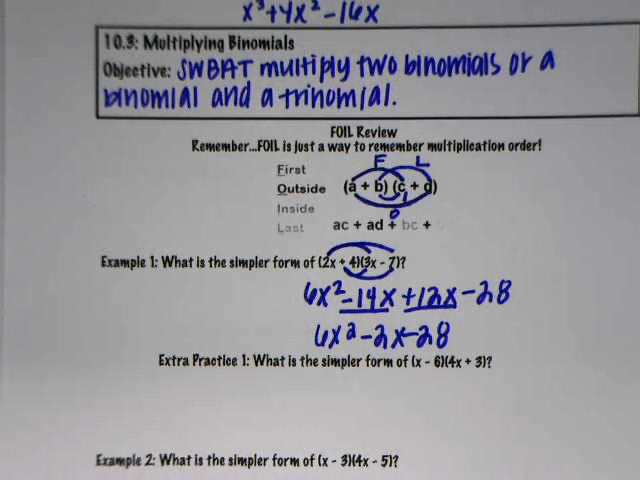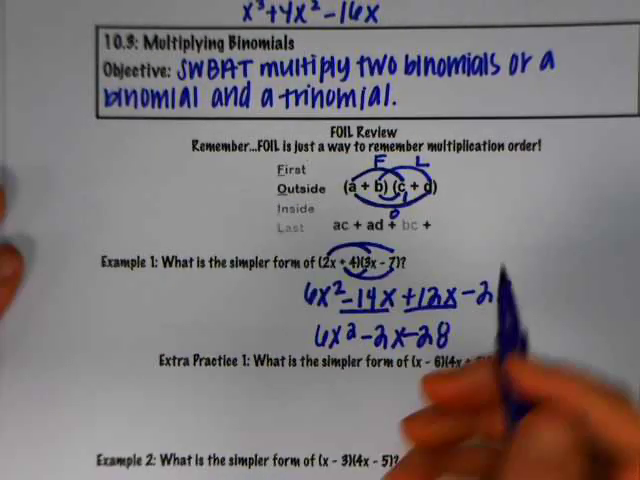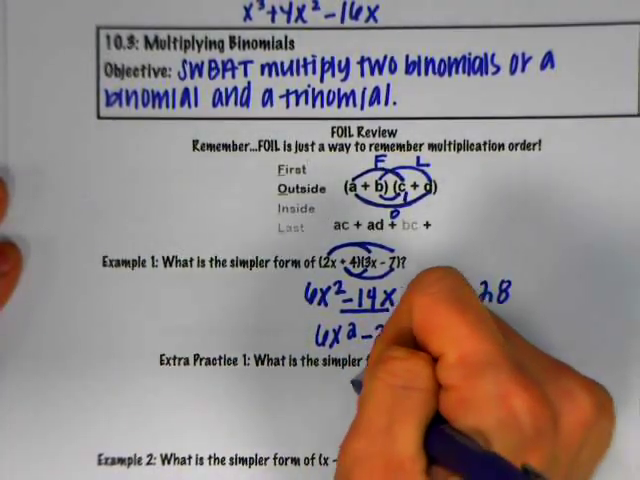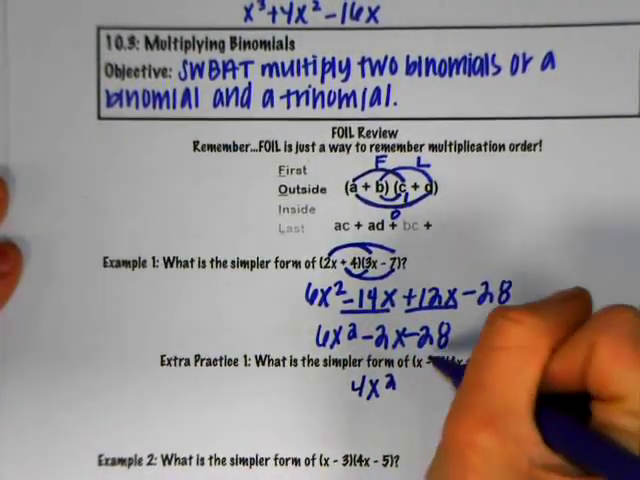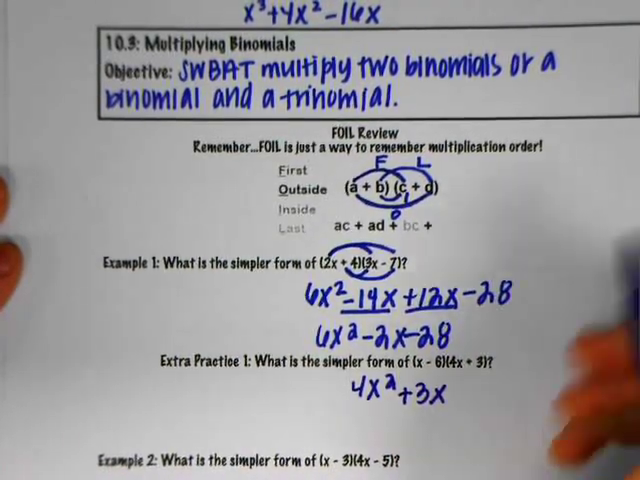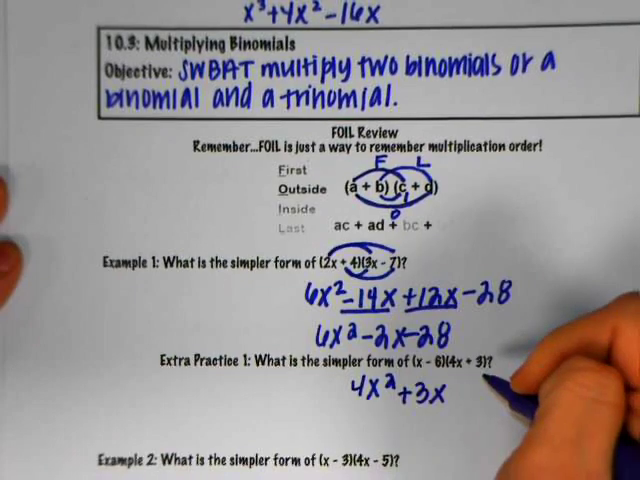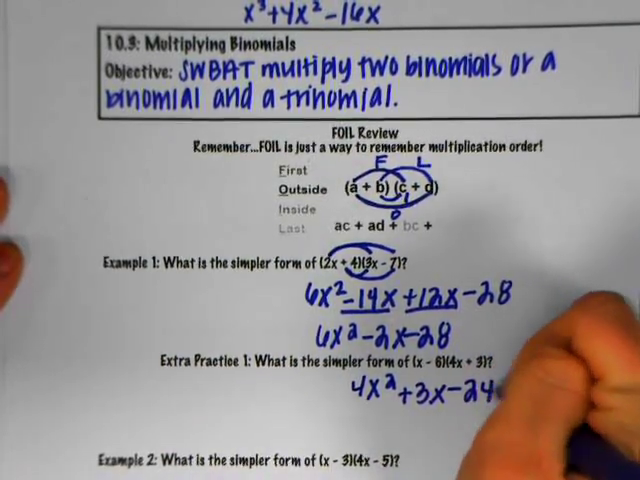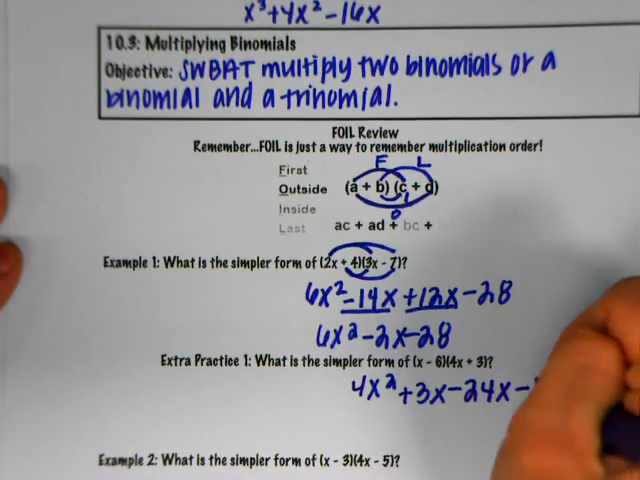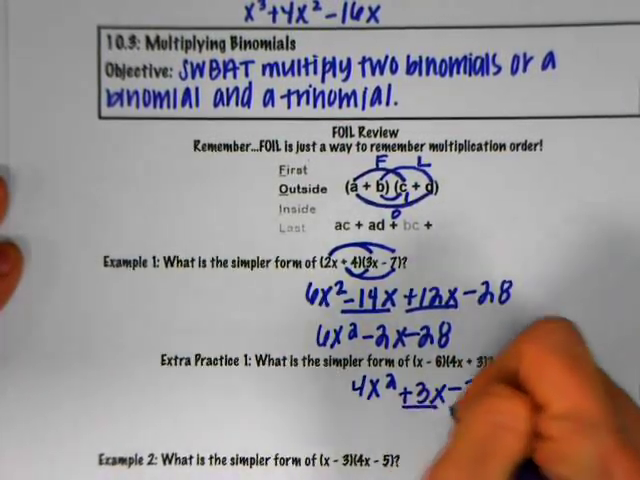Are we done? Yeah? Okay. So for this one, what is x times 4x? 4x squared. And then x times 3? 3x. And then negative 6 times 4x? Negative 24x. Negative 6 times 3? Negative 18, yep. And then what is 3x minus 24x?